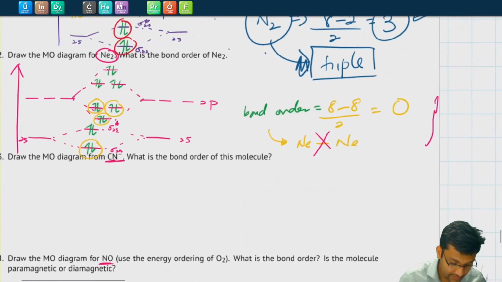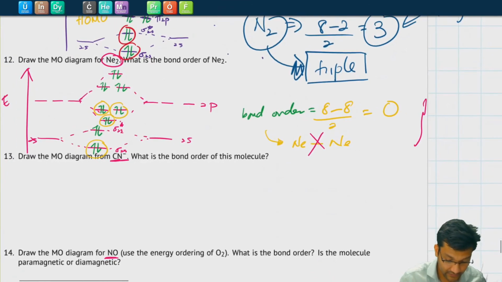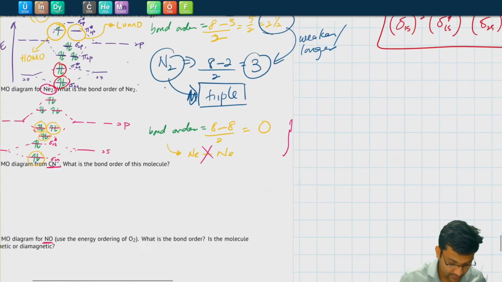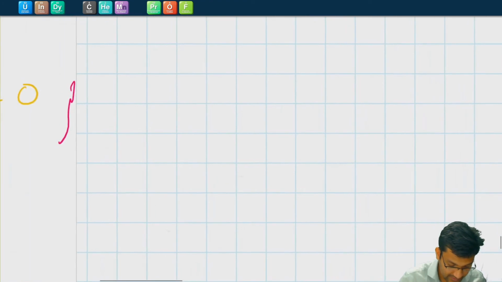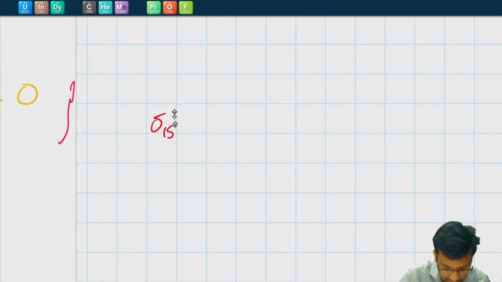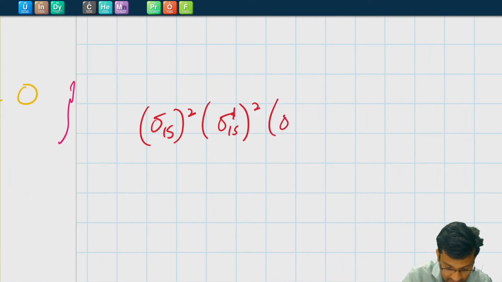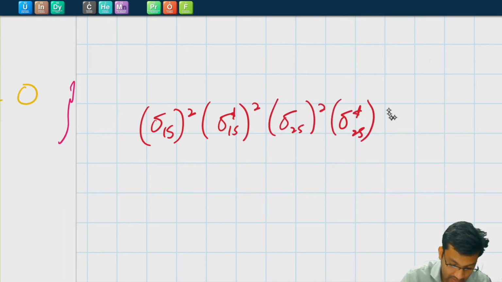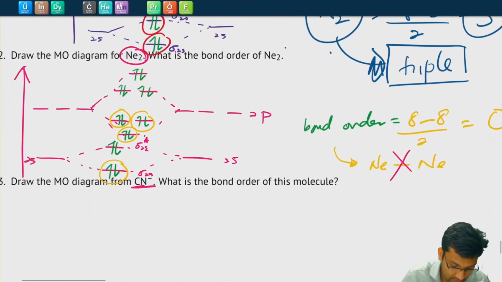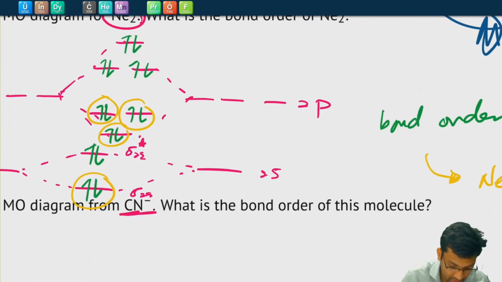All right, now let's look at the electron configuration for neon. It's pretty much the full set. We have sigma 1s with 2 electrons, sigma 1s star with 2 electrons, sigma 2s with 2 electrons, sigma 2s star with 2 electrons. And now for the p orbitals that come together, we need to remember the order, right?